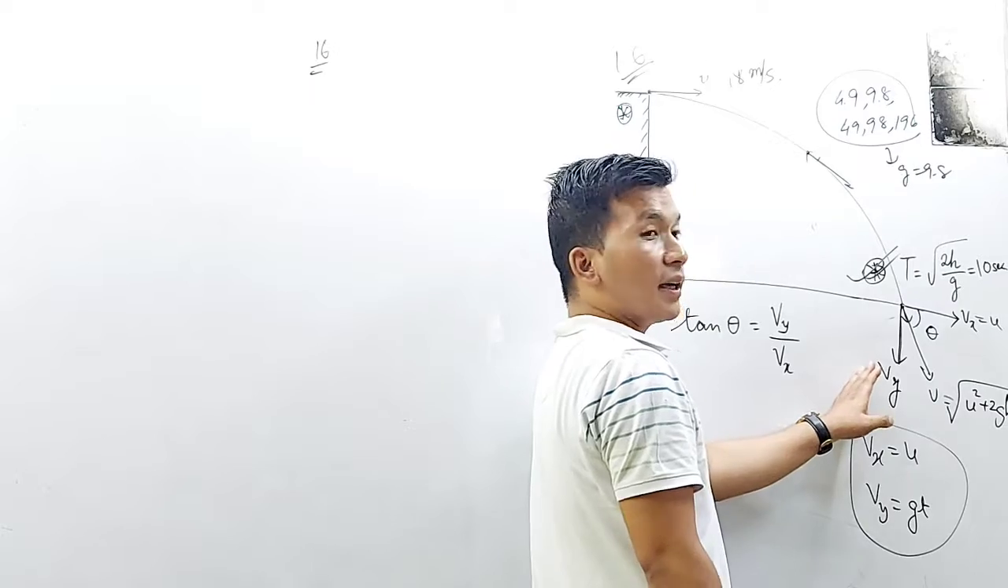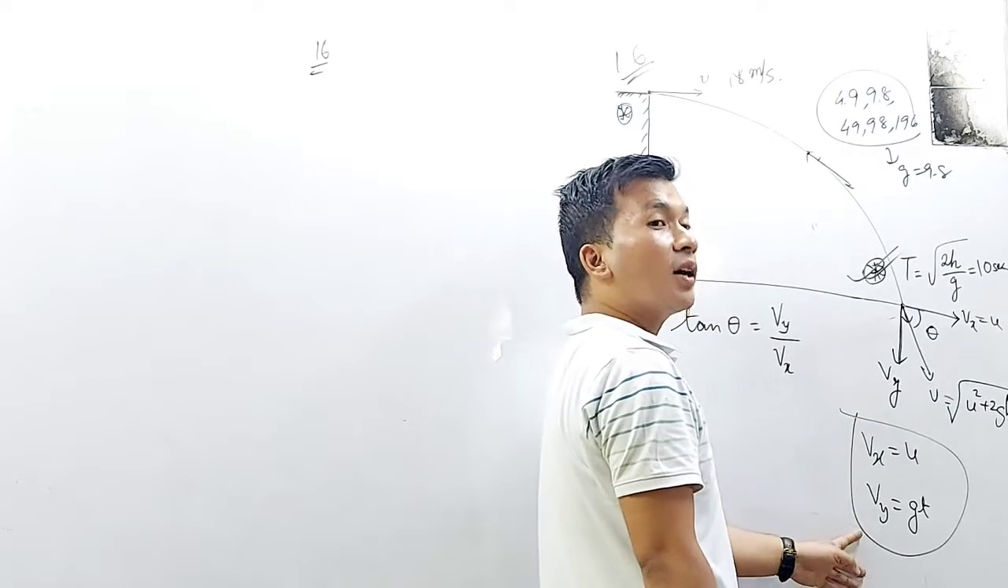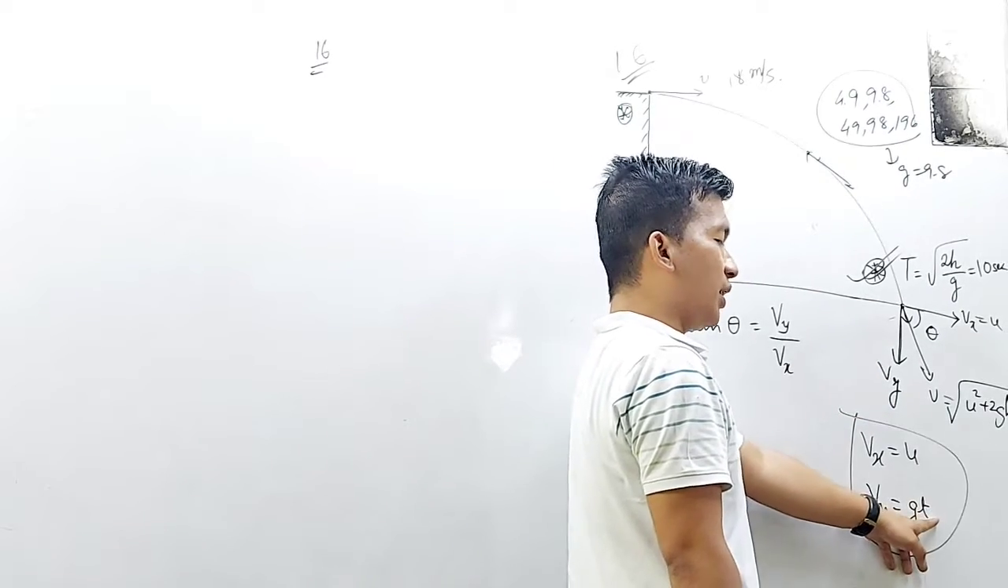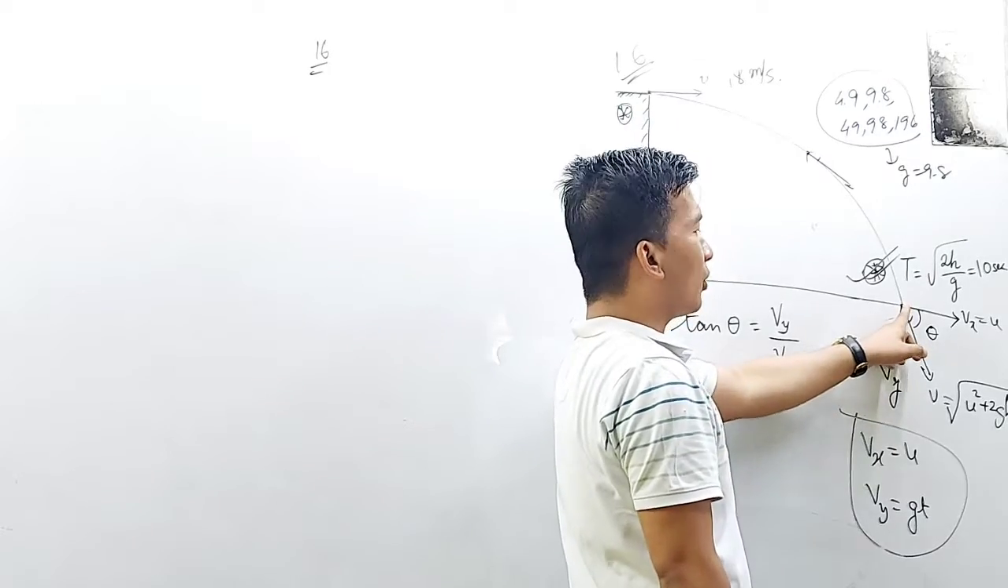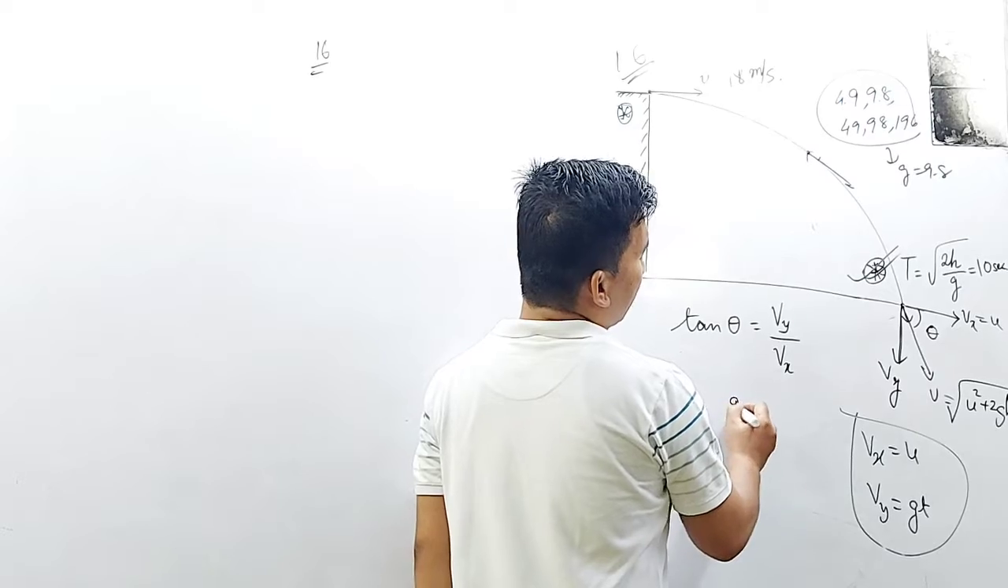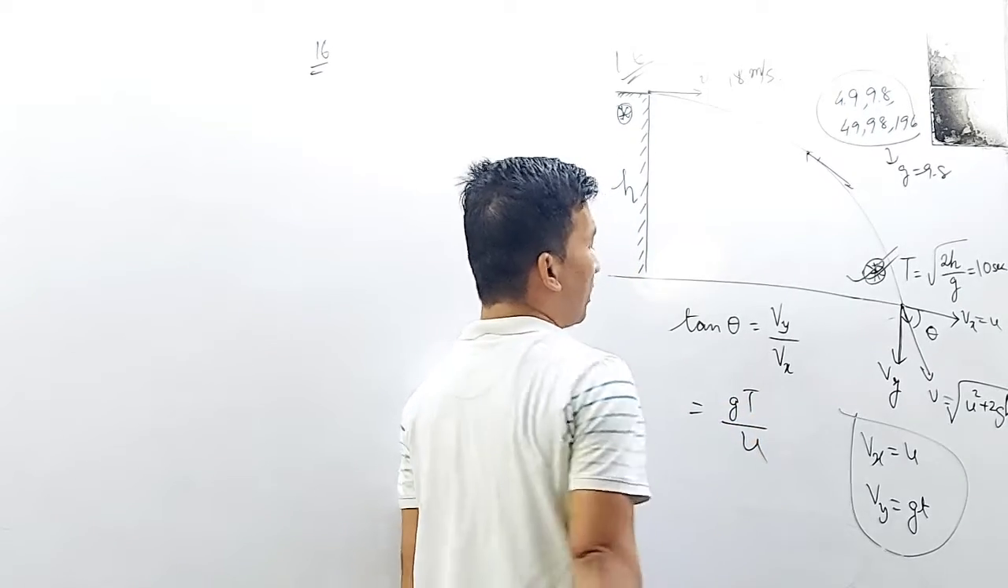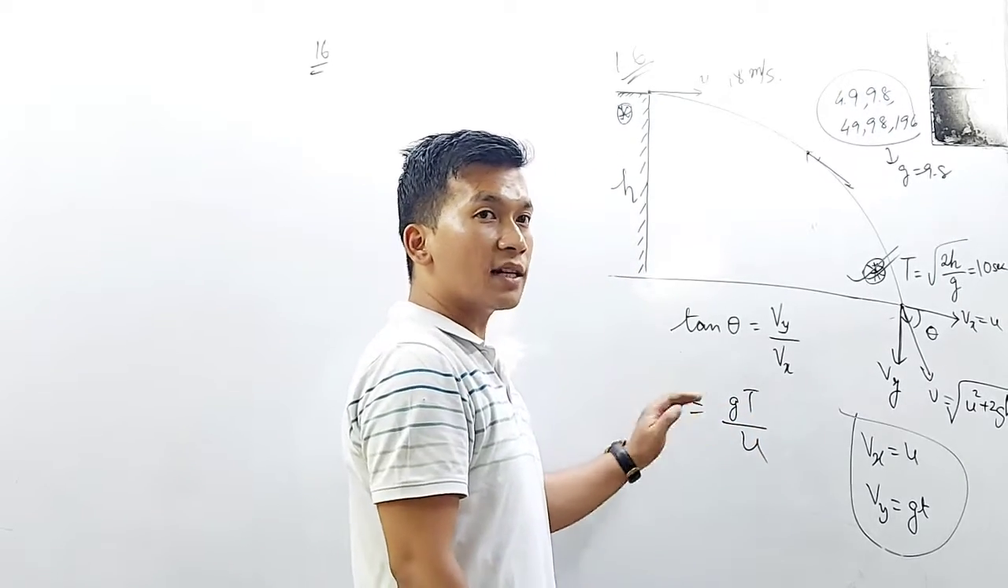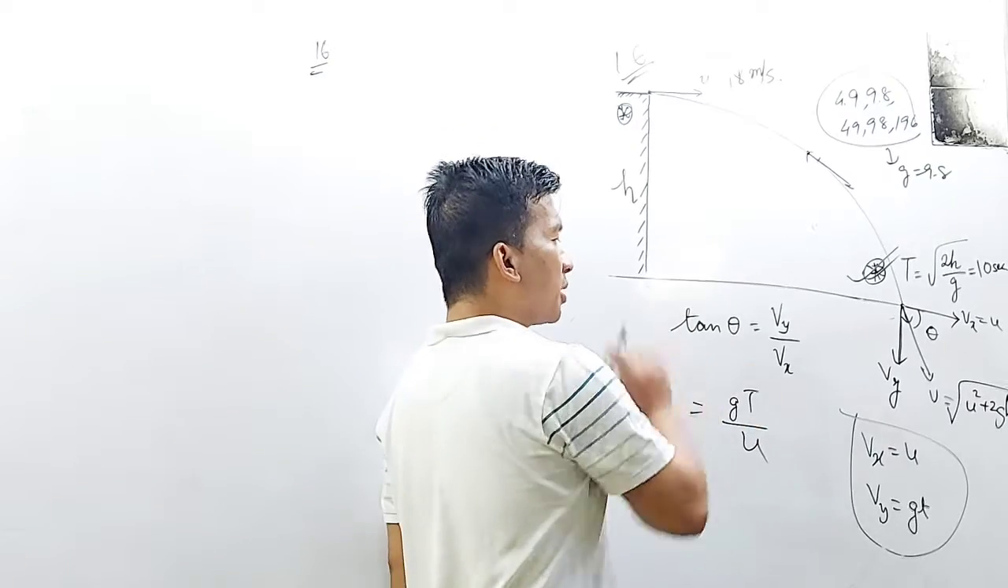And what about your Vy? The vertical component will be changed by how much? gt. And here this is at the point of projection. Our answer will be very simple: gT divided by u. Can we put like this? You put the respective values.